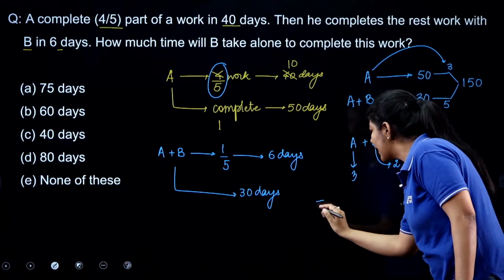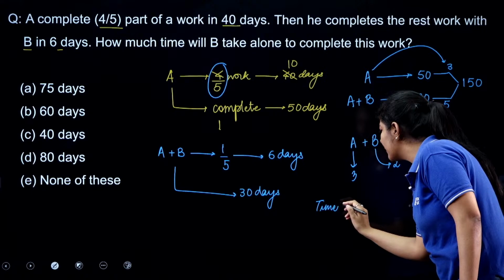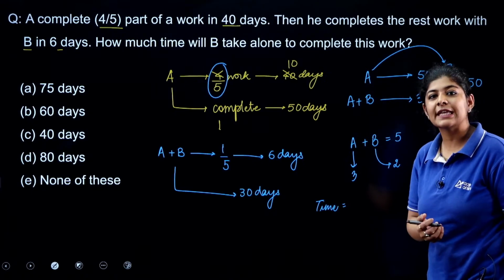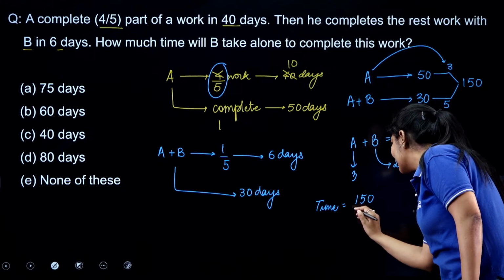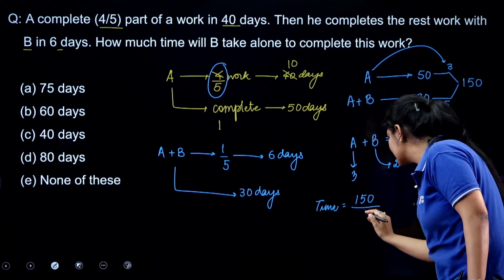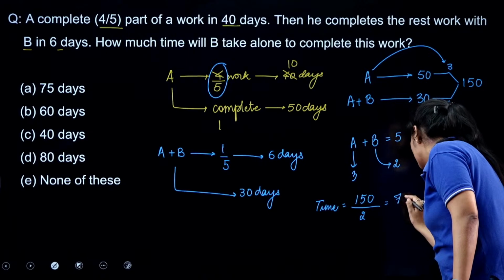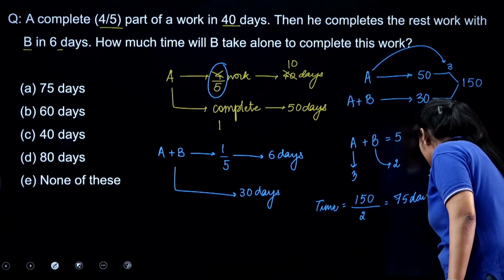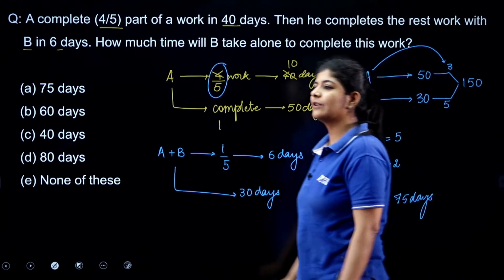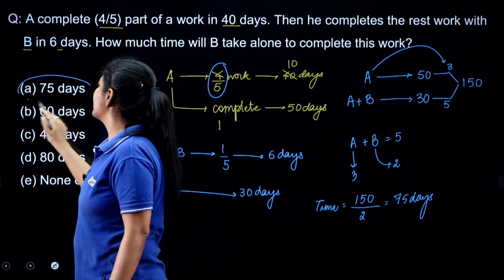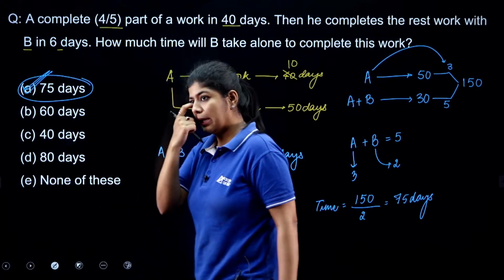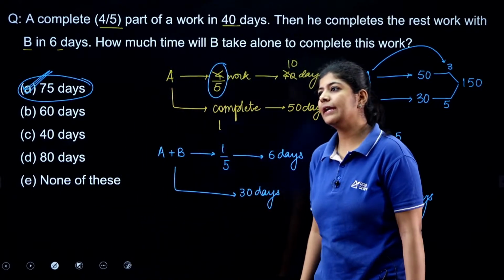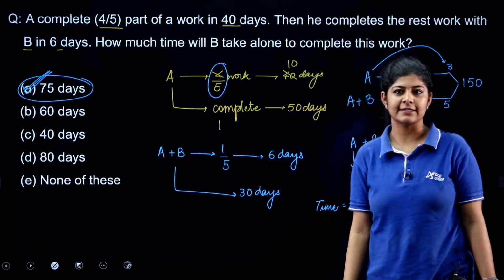Now we have to find out the time period required by B, and time period is nothing but the total work that we need to complete divided by the efficiency, that is 2. So here the answer that we are getting is 75 days. Option number A is the correct one. Yes, everyone got the correct answer, right?